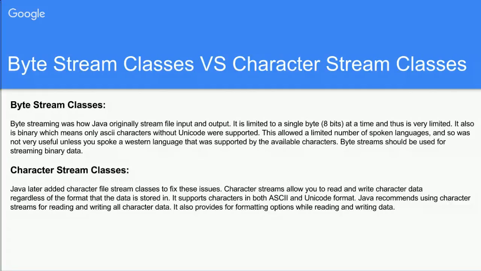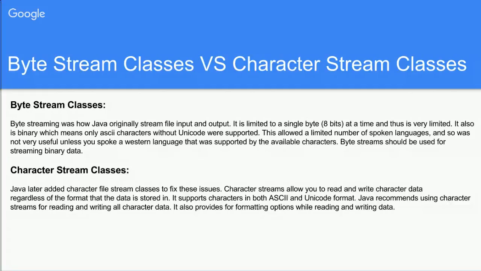So it created problems as more and more folks started to use Java. So they created the character stream classes. And now there's so much better ways of streaming character data for languages, for the Unicode formats. You can save and write in all kinds of different formats, and these character streams will handle it. And Java recommends using only character streaming for reading and writing all character data. It provides formatting, which I found nice. So those are the basic differences between the two.